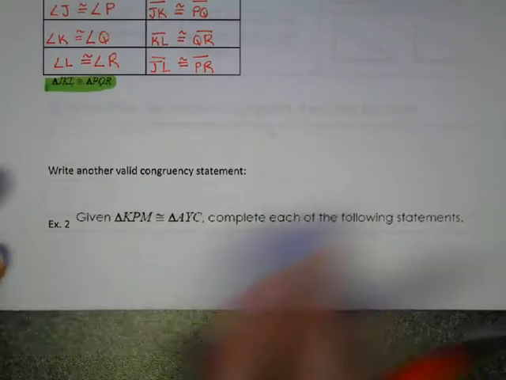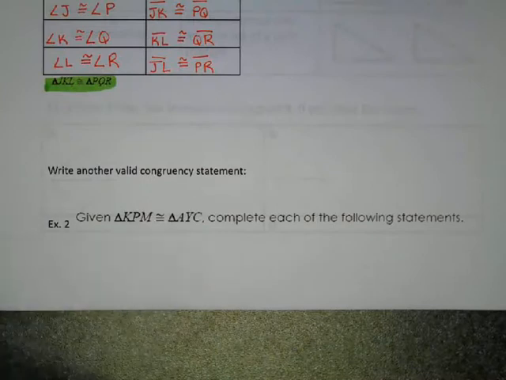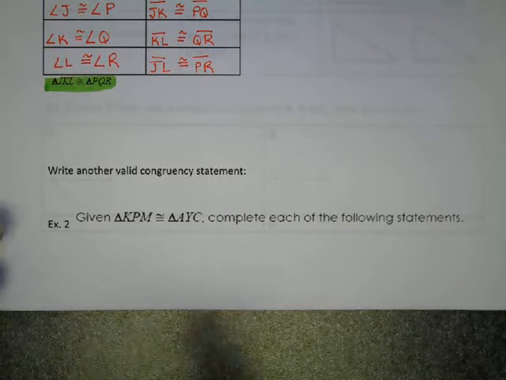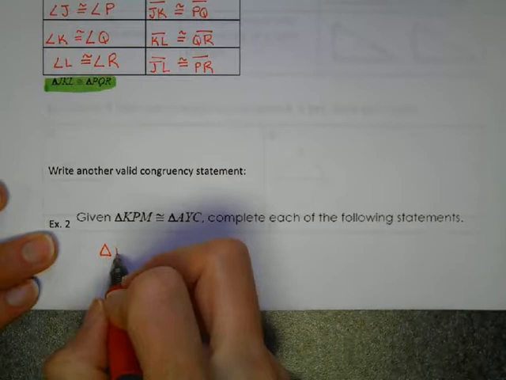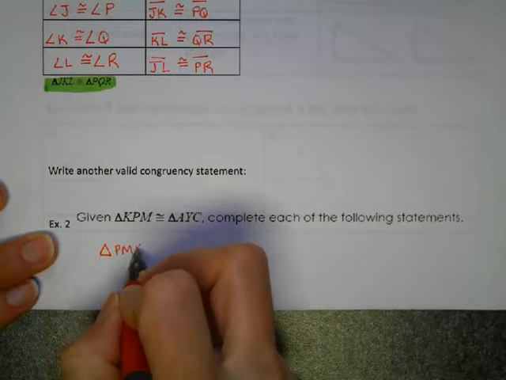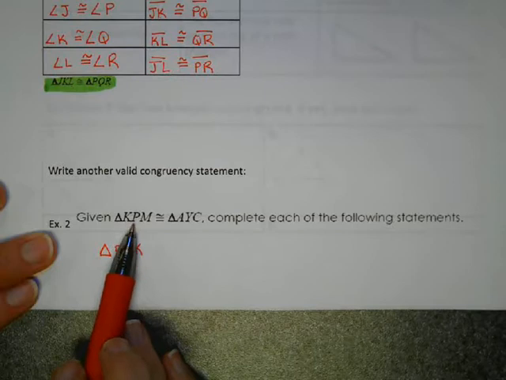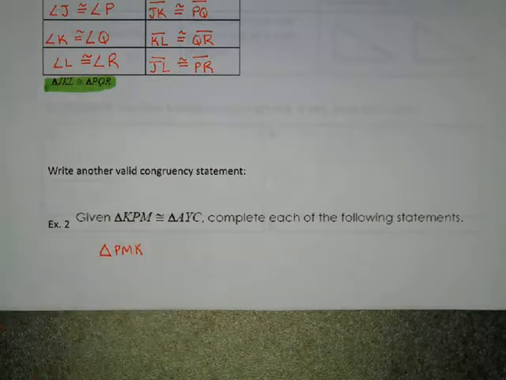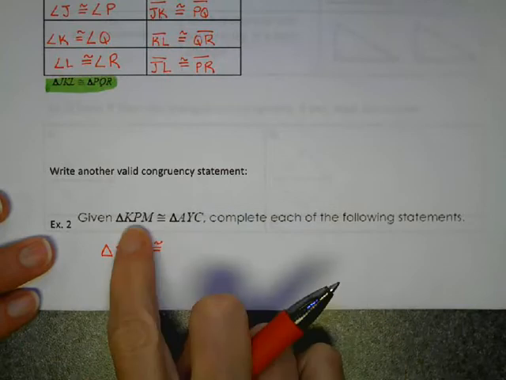Alright, write another valid congruency statement. Given these letters, we just want to rearrange them to make another congruency statement. Let's say I just start with the P this time. Let's say I do PMK. Same triangle, I just started with the P and then went PMK. It doesn't matter how you want to start the first one. Whatever order you do the first one in, you want to do your second one in the same order.